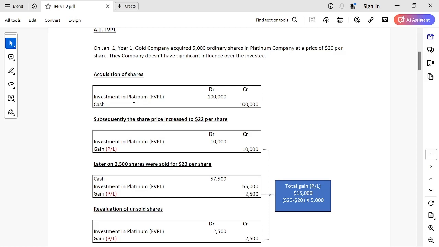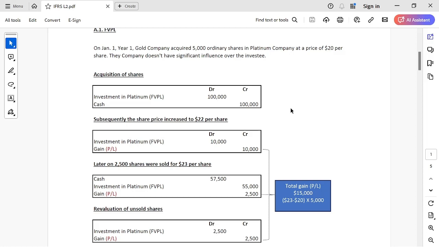When the company acquires the shares, they debit an investment, clarifying here that this is fair value through profit or loss, for $100,000. This is 5,000 shares multiplied by $20 per share, giving us 100,000, and credit cash. Pretty straightforward. That's the initial recognition at the cost paid, which should be the fair value on that date.